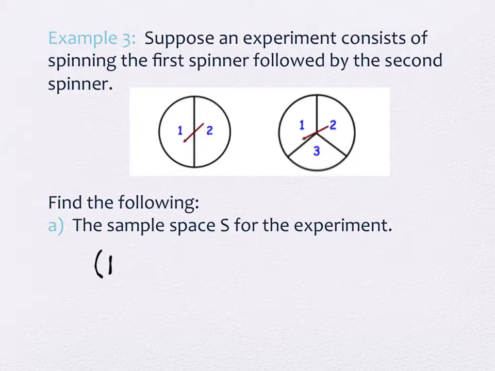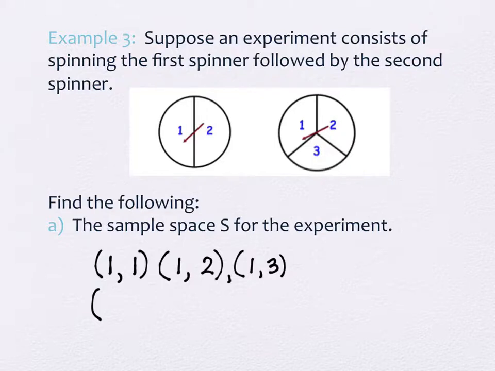So for example, I could spin a 1 on the first spinner, followed by a 1 on the second spinner, right? Kind of like an ordered pair. Or I could do a 1 on the first spinner and a 2 on the second spinner. Or a 1 on the first spinner and a 3 on the second spinner. What are the other things that I could do? A 2 followed by a 1. And a 2, 2, and a 2, 3.